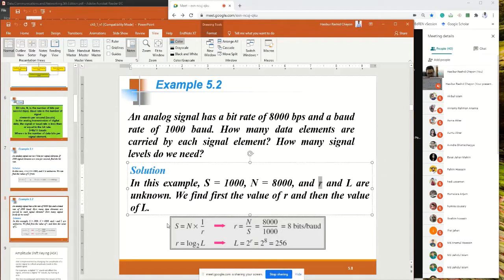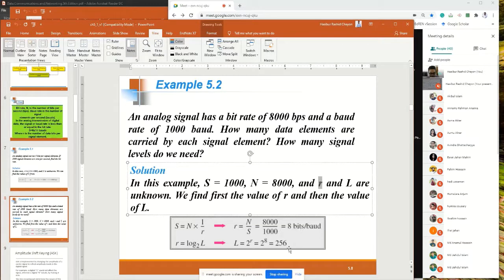Very simple. S equal to N by r, that is the equation. So obviously r will be N by S. So that is our number of bits per signal. That's why they have written, look at the unit. It says bit per baud. That means bits per signal. That means 8 bits for one signal element.